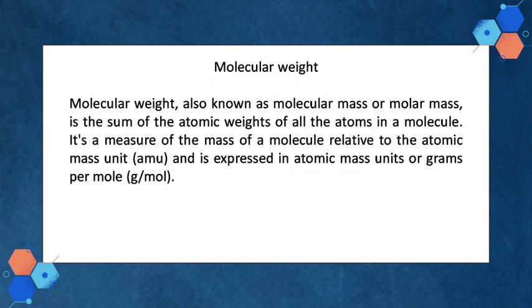Second is molecular weight. Molecular weight, also known as molecular mass or molar mass, is the sum of the atomic weights of all the atoms in a molecule. It's a measure of the mass of a molecule relative to the atomic mass unit, AMU, and is expressed in atomic mass units or grams per mole, g per mole.